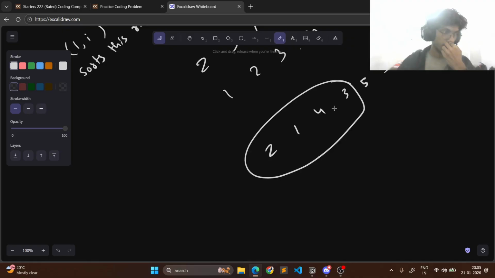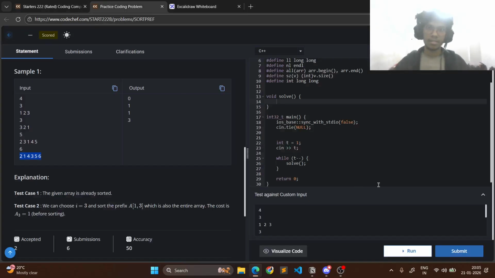Should I take more than one operation? No, I don't think I should take more than one operation, because if I had to take more than one operation, then I could just take the second operation instead, and I could just calculate, if I perform the operation till here, then is it a valid array or not? Yeah, I think that's it.